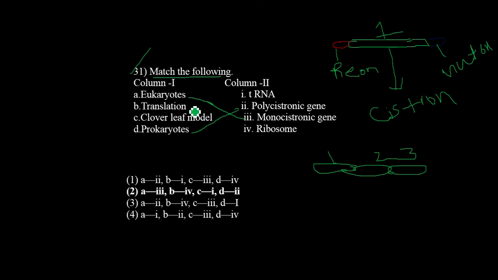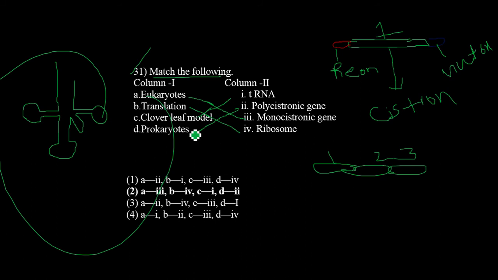Next, translation. B, translation. Ribosome is used for the translation. mRNA and ribosome both are involved in the translation. Next, cloverleaf model. It is one type of structure of tRNA. Cloverleaf model of tRNA is looking like this. This is tRNA. The structure of tRNA is called cloverleaf model of tRNA. Hence, C1, A3, B4, C1, D2. Option 2 is our answer.